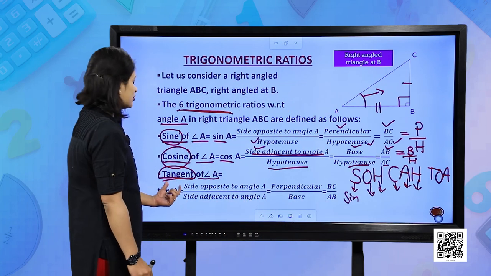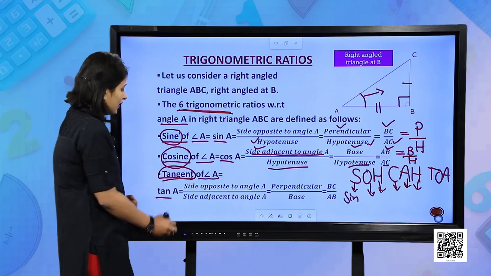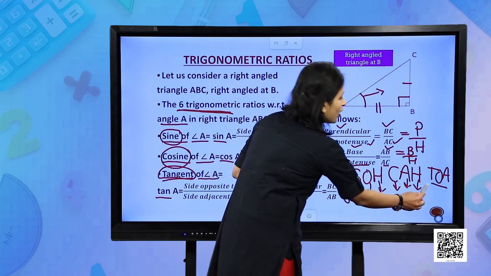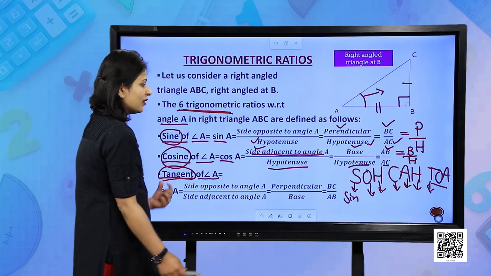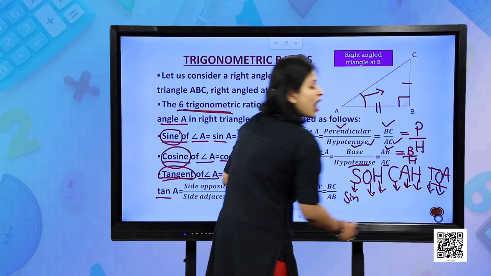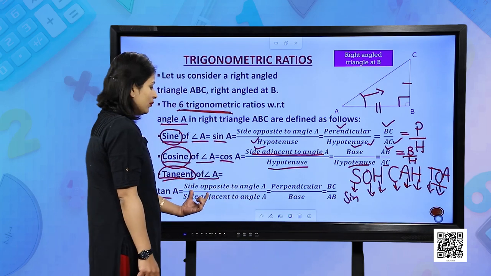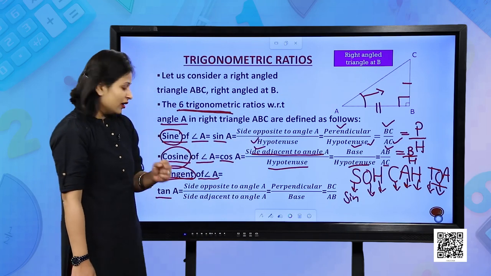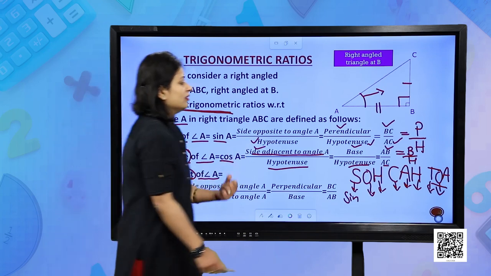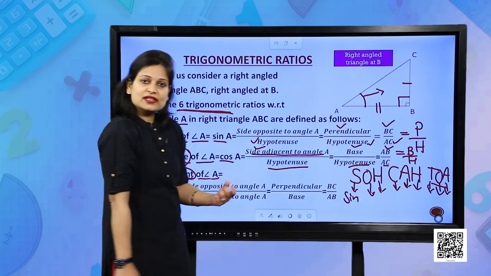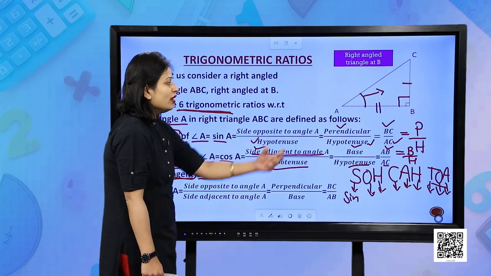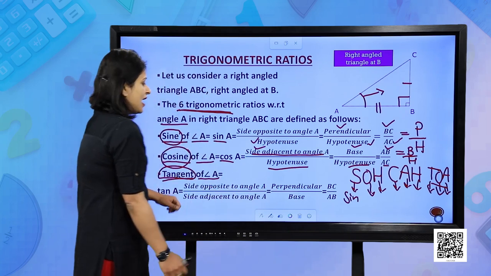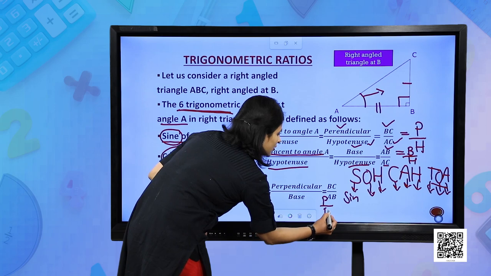Now comes tangent of angle A. Tangent means tan A. For this, just remember TOA. T stands for tan, O stands for opposite side. As I already told you, the side opposite to angle A is BC, which is also called perpendicular. A stands for adjacent side. The side adjacent to angle A is called base, which is AB. So, you can also write tan A as perpendicular upon base.